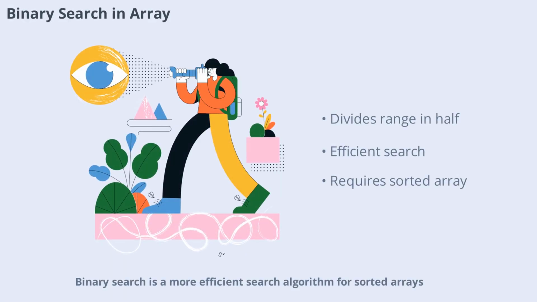Binary search is a more efficient search algorithm for sorted arrays. The program repeatedly divides the search range in half, narrowing down the possible positions. This logic is crucial for understanding efficient data retrieval.